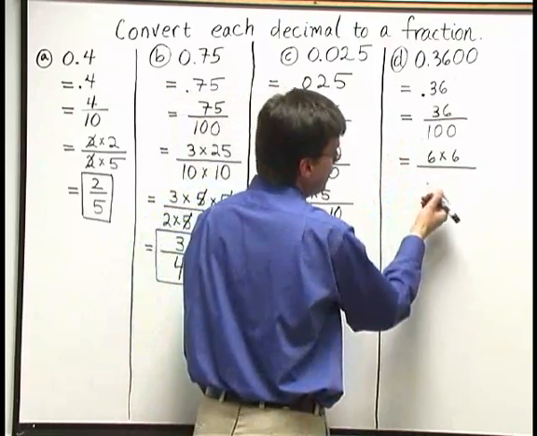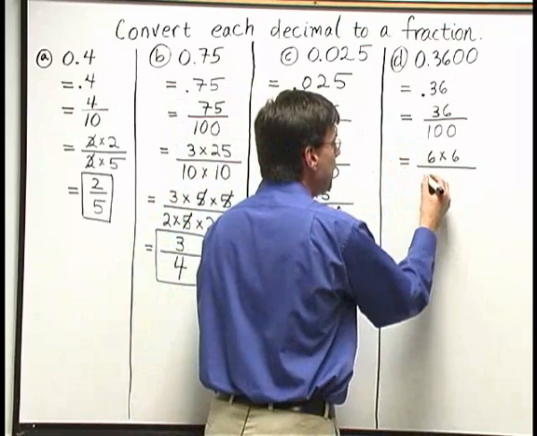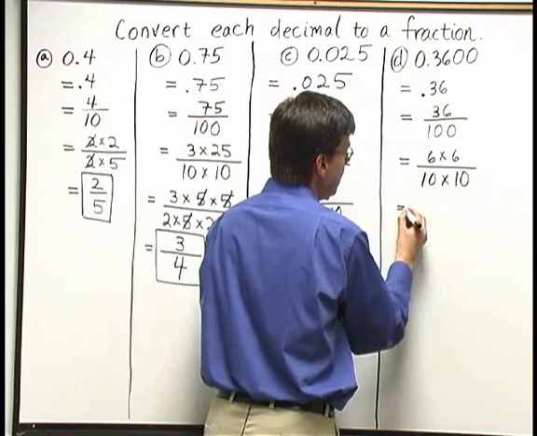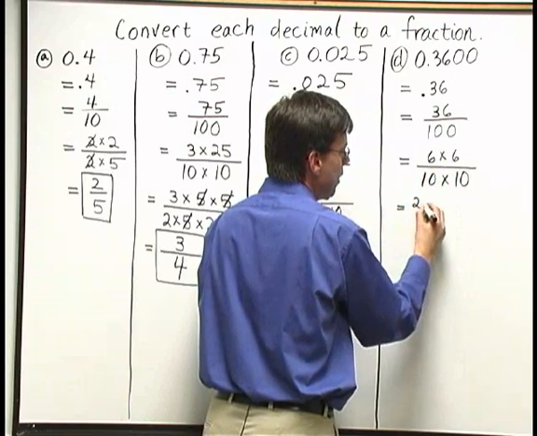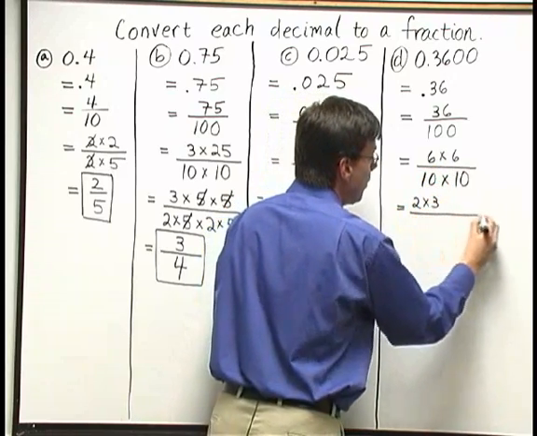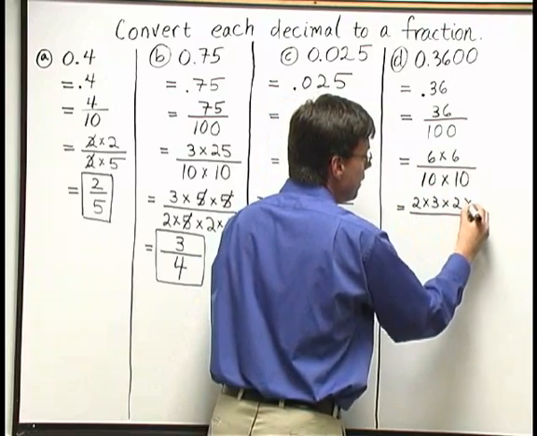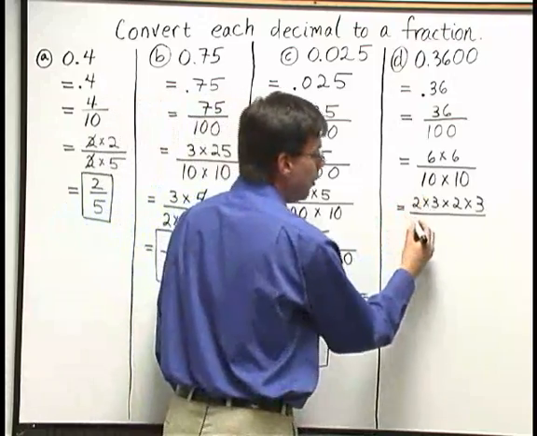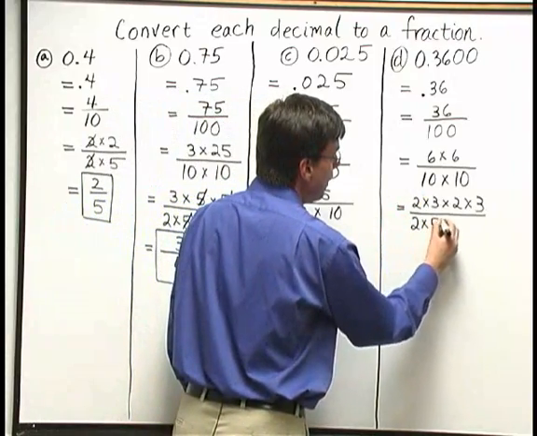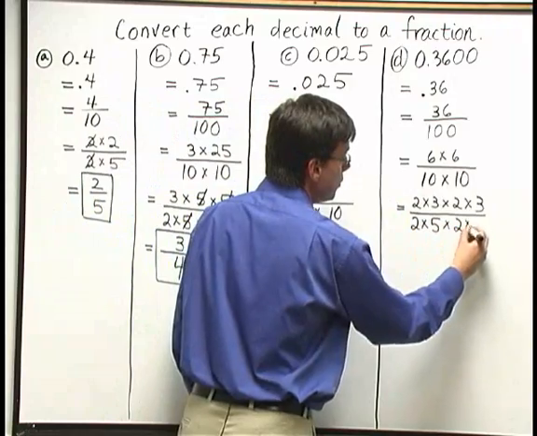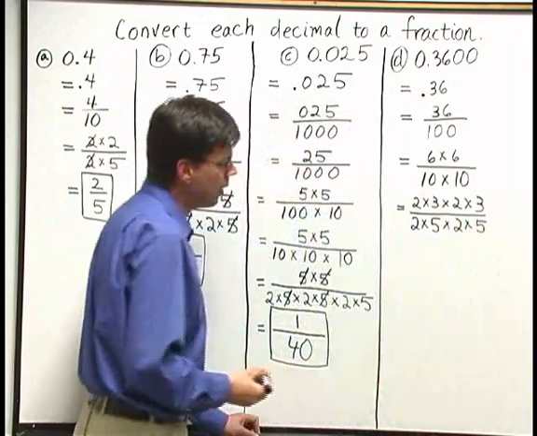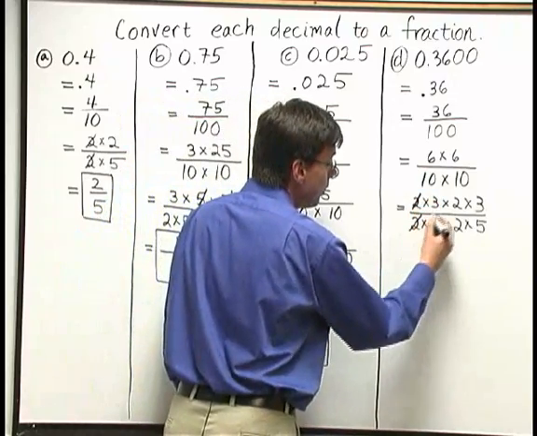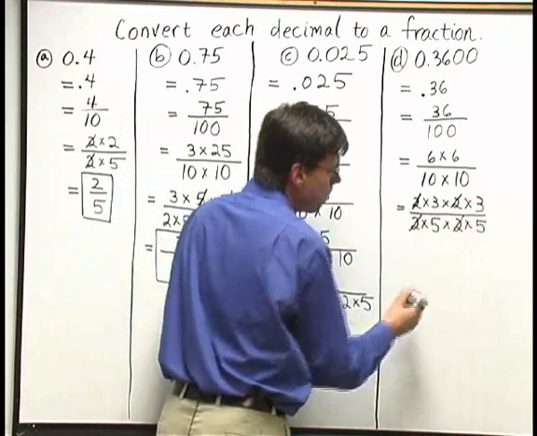Down below, several ways again could be used, but I'll use 10 times 10 for 100. And then 6 above, I can break down as 2 times 3. That's one of my 6's. Times another 2 times 3. That's another one of my 6's. Down below, I have 2 times 5 for one 10, times 2 times 5 for another. And now I see there is some canceling I can do. A 2 above and below. There's another 2 above and below.